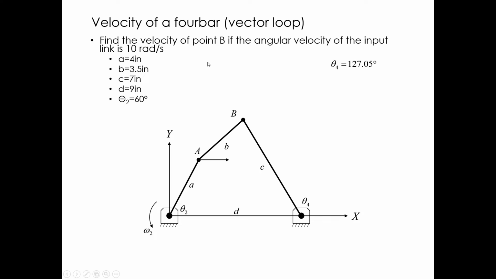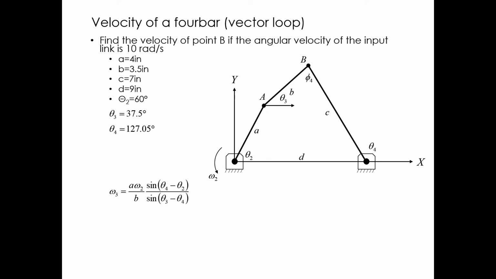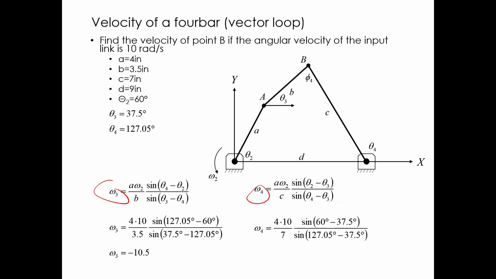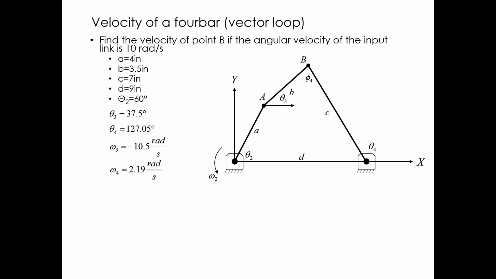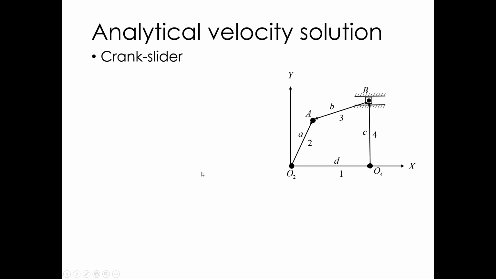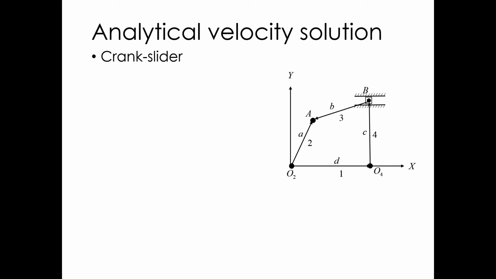Vector loop analysis, this is just an example here. Again, position analysis will be given to you, so all that's relevant here is plugging and chugging on omega 3 and omega 4, and this is the same problem that I previously solved with instant centers. We get the same answers within rounding. Velocity of points we can find too, if you need to find velocity of points.